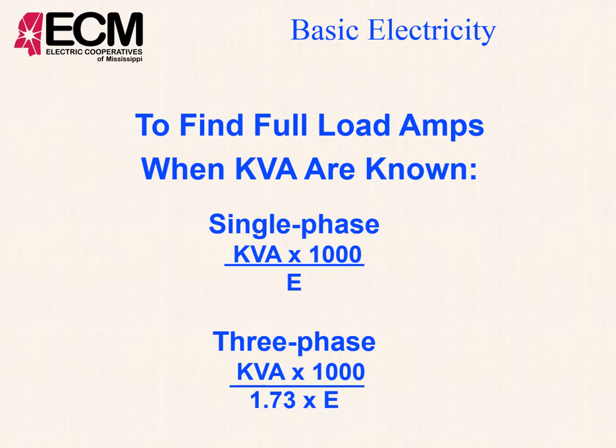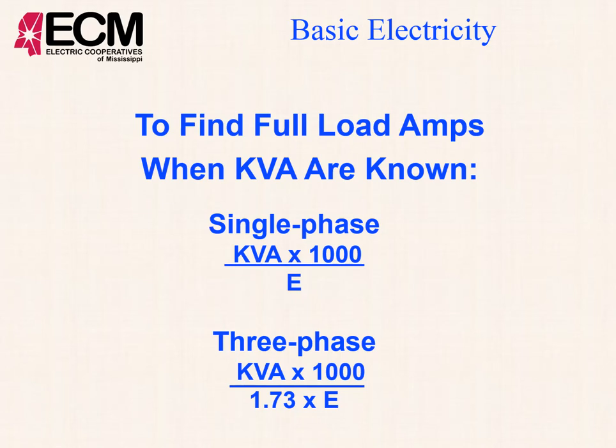Full load amps when kVA is known. That's a little something that we're familiar with. kVA, the K stands for 1,000, and VA stands for volt amps. That's how our transformers are rated, right? 25 kVA, so basically you could say 25,000 volt amps. That's the way you would break that out. kVA times 1,000 divided by the voltage, and you would find the amps.